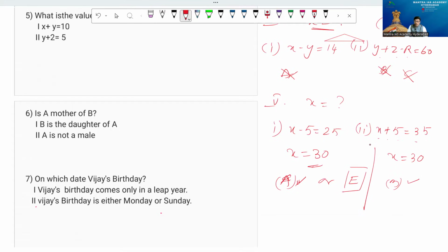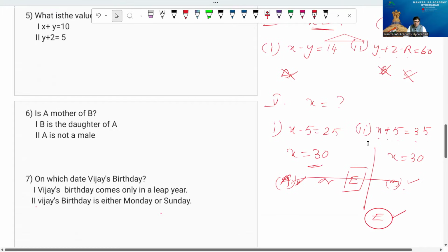So individually I got A and B. Because of this, I can get the answer from statement 1 and also from statement 2. That's the reason we have to mark this type of answer. In this case, E is the right answer for this question.